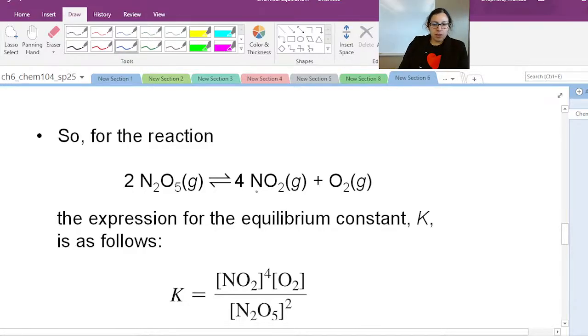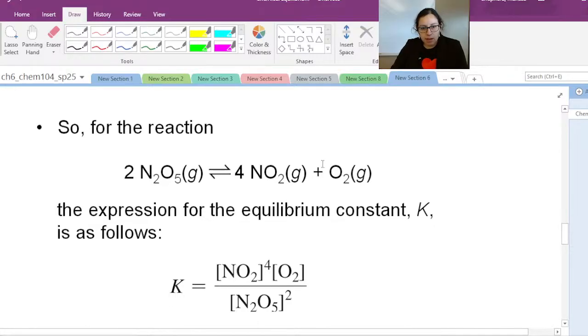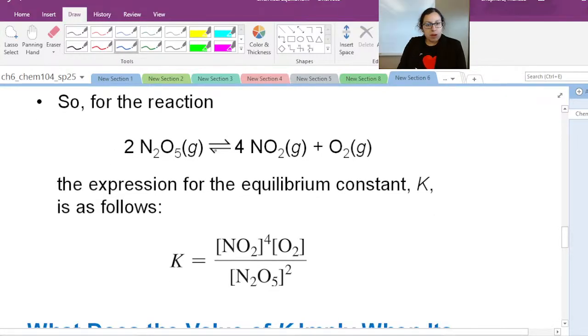All right, looking at this, we can practice writing our expression or see how they got to it down here. Write products over reactants. This is our balanced equation. So we take NO2 to the power of 4 times our concentration of O2 to the power of 1, and then over our reactants, N2O5 to the power of 2.